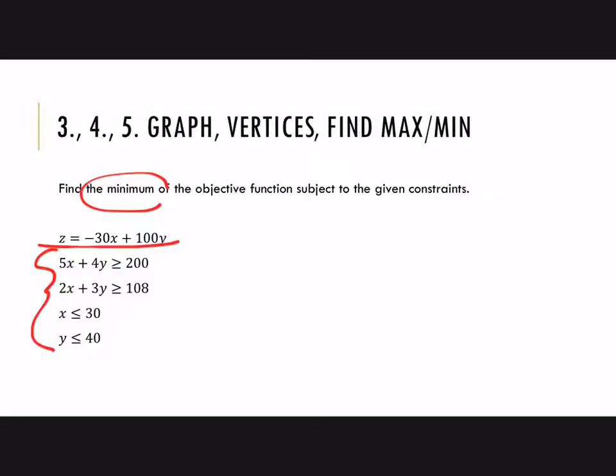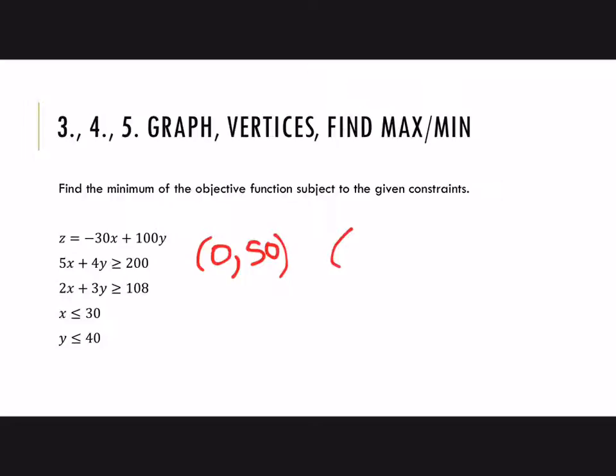The first one, I would probably use the intercepts for this line. Okay, so if we let x be 0, then I have 4y equals 200, and y is 50. If I let y be 0, then I have 5x equals 200, and then I get x is 40. Okay, so I can graph that line.